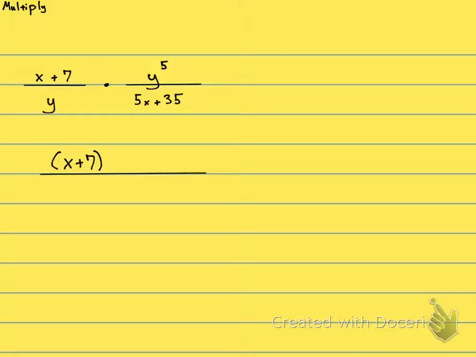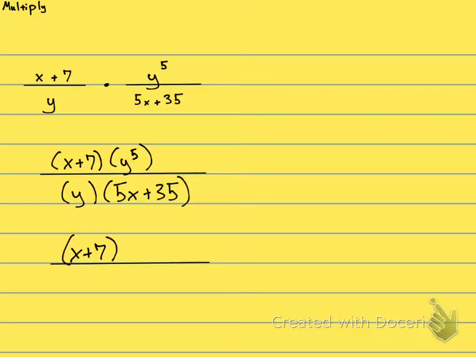x plus 7 times y to the 5th over y times 5x plus 35. Okay, now you can reduce anything in the numerator with the same thing in the denominator. So I'm going to break each part of this down so we can see exactly what cancels out. All right, so x plus 7, this part is already simplified. You can't take anything out of there. I'm just going to call it x plus 7.